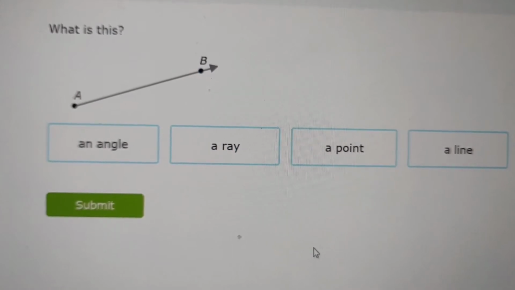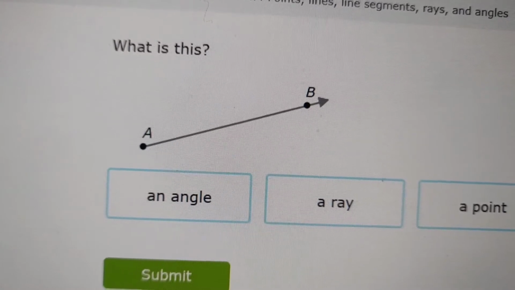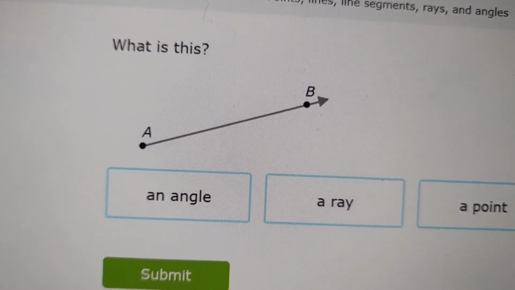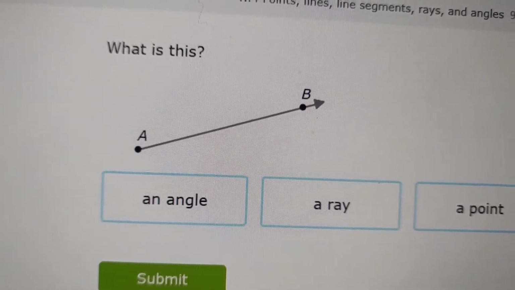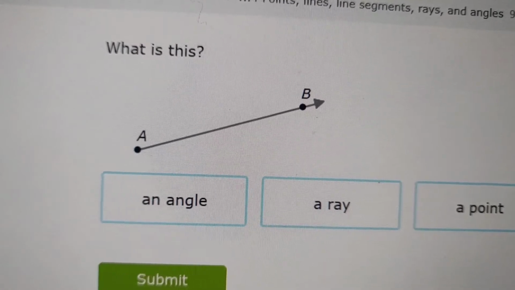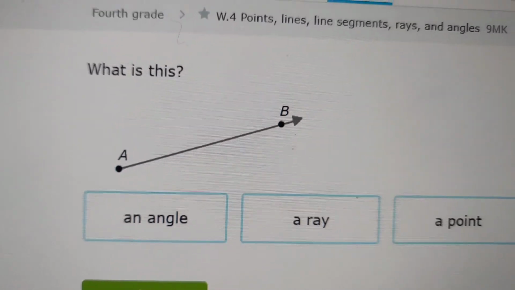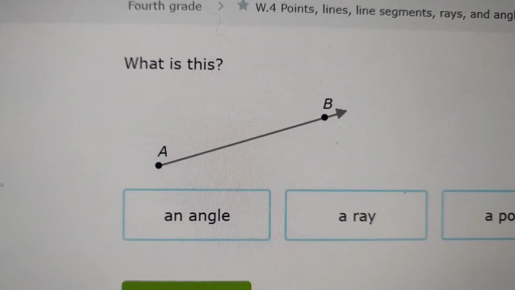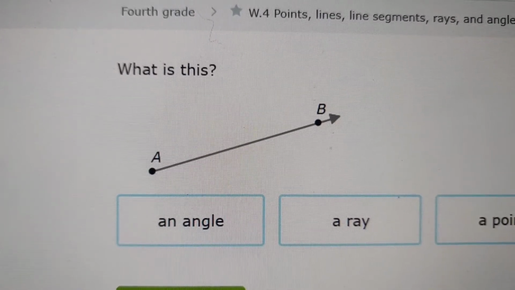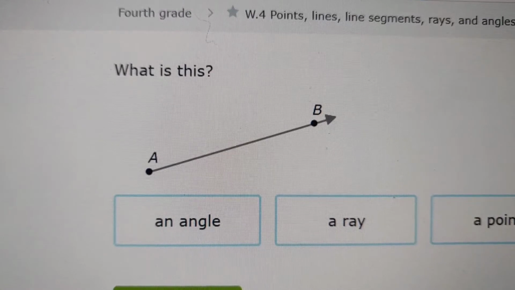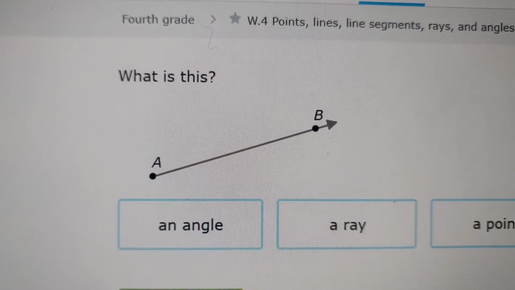Okay, welcome back. So what I see here is point A, and going in the direction from point A to point B, after that I see an arrow, which means that this figure starts at point A and then goes in that direction forever and ever. So it's a ray. It's not an angle. If it were, there would be two rays starting at point A, and we'd be measuring the amount of turn or the angle between the two rays.